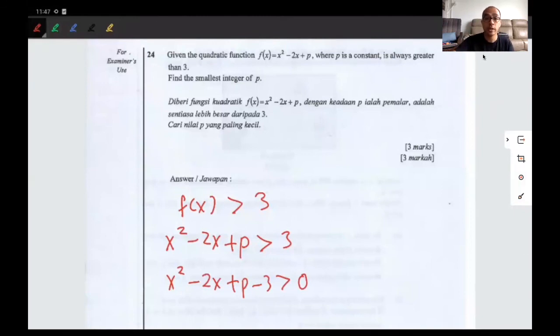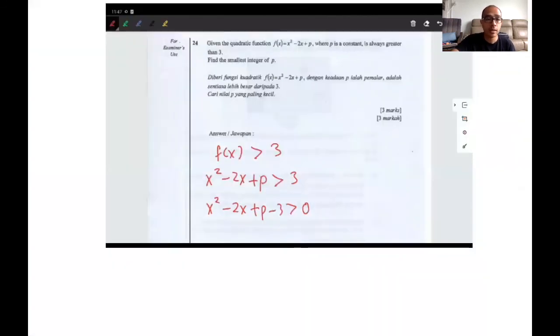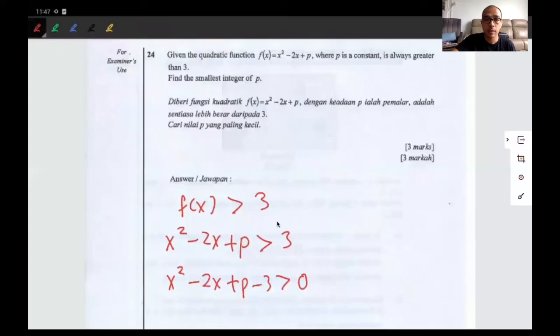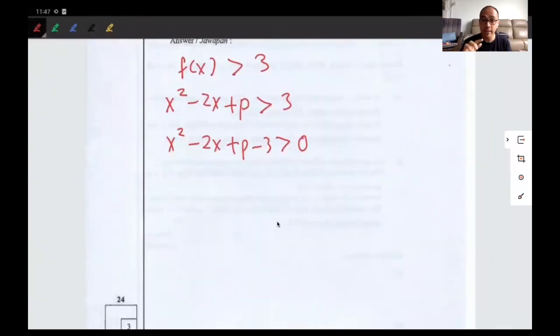It's always greater than 3. Sorry, why am I missing over here? I feel like I'm missing something. Hold on. Oh, okay. Sorry. Because of this, sorry, my mistake.